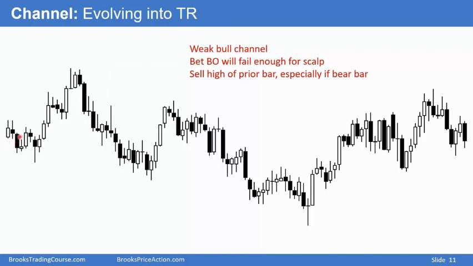Fairly weak bull channel here and here. Traders will bet that the breakouts will fail to go far enough up for a scalp, and therefore they'll sell at the high of the prior bar, especially if the prior bar is a bear bar.